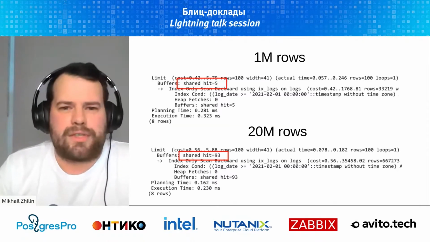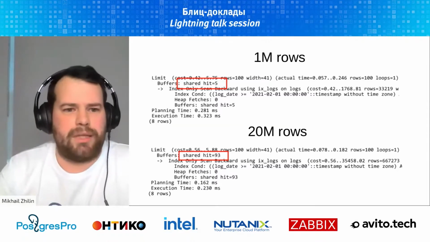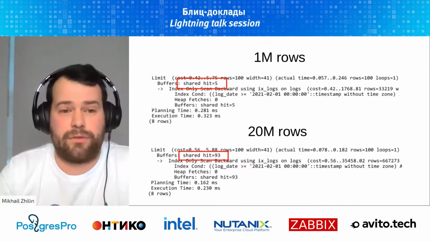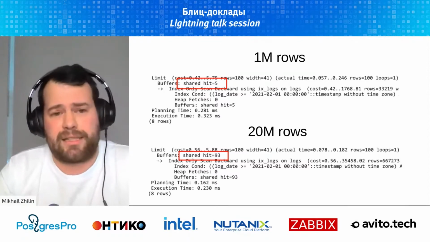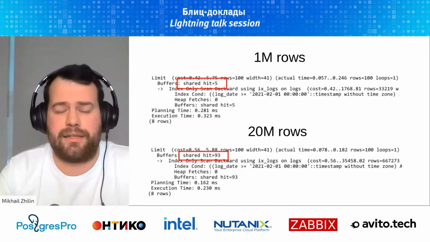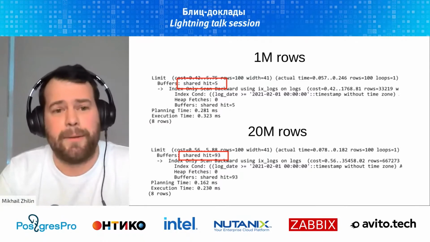So now we're taking some test table with 1 million lines. It's a great plan, an index-only scan, and we read only 5 buffers, and all of them are in cache, which is good.